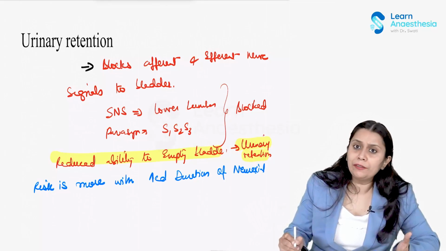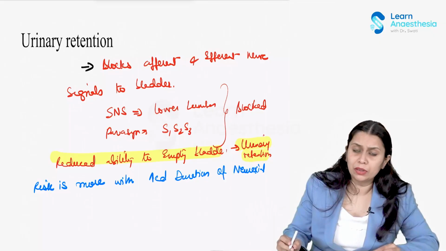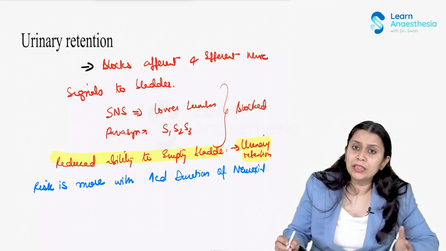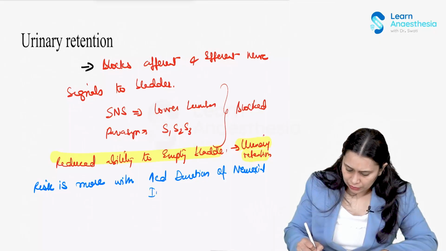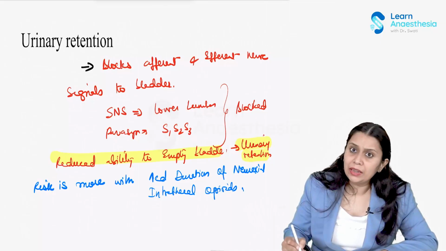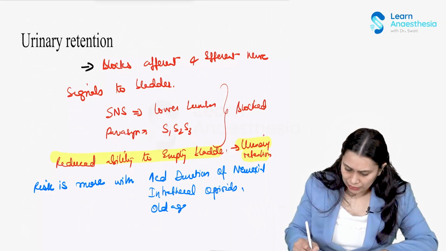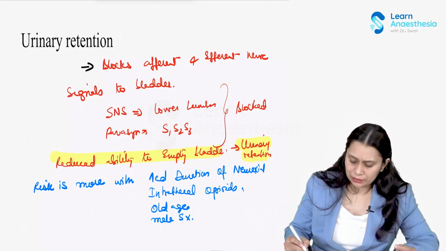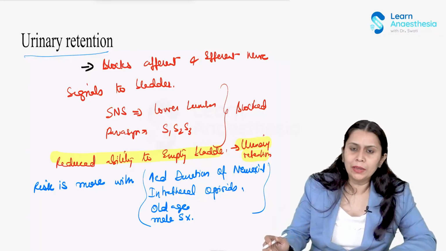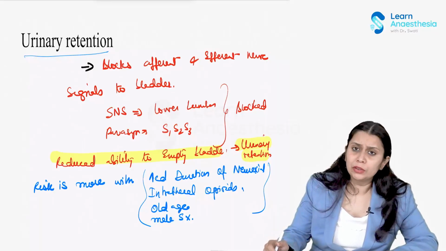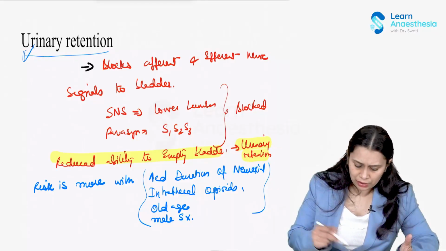The risk is more if intrathecal opioids like morphine have been used. We have discussed in neuraxial opioids, they can cause urinary retention by their effect on sacral opioid receptors. So if intrathecal opioids are used, the risk is more in old age and more in male sex, right? So these are the conditions in which the risk of urinary retention is more. Okay, so bladder catheterization is more often required during neuraxial anesthesia because of the urinary retention.